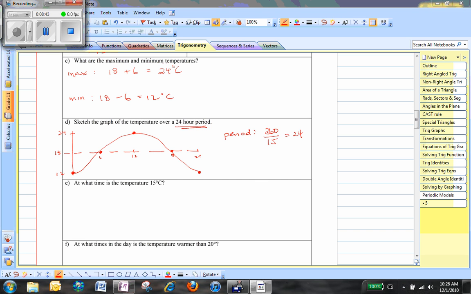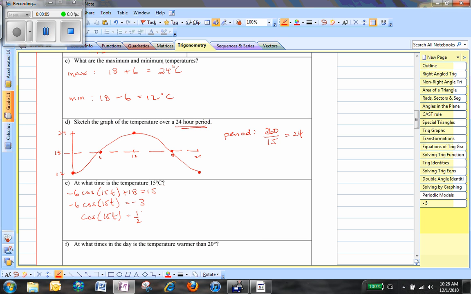Now here's where we start to get a little bit more involved. It says here, at what time is the temperature 15 degrees Celsius? So -6 cos 15t plus 18 is equal to 15. Isolate, we get -6 cos 15t is equal to -3. So cos 15t is equal to a half.